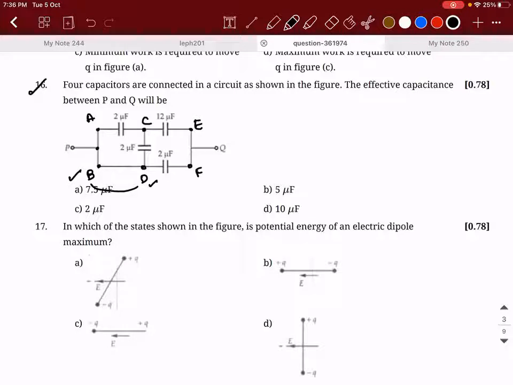So point A and point B are also at the same potential because they are also connected with the help of a wire. Right. So what I will do is I take the point A here. I take the point C here, D here. From A, there is a capacitor going like this. And here, there is a capacitor like this.